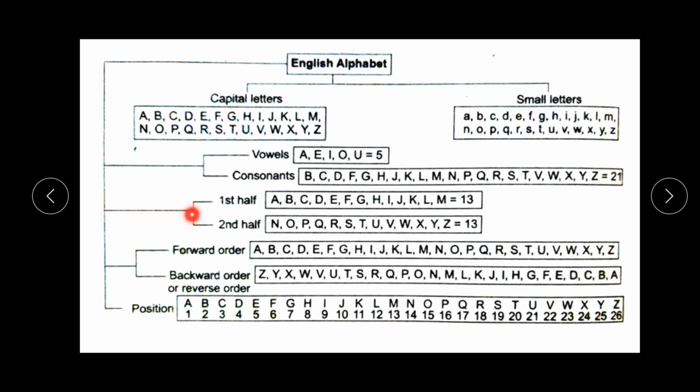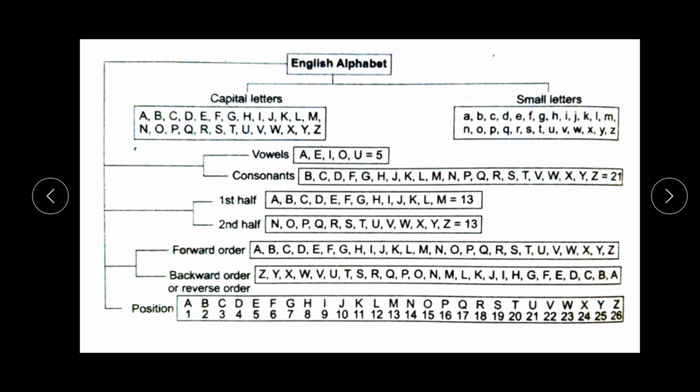There are also two halves in the English alphabets. The first half, that is A to M, which are 13, and the second half, from N to Z, which are also 13. This is the forward order. And this is the backward order, Z to A. These are the positions of English alphabets: first, that is A, on 11, that is K, like this, on 26, that is Z.